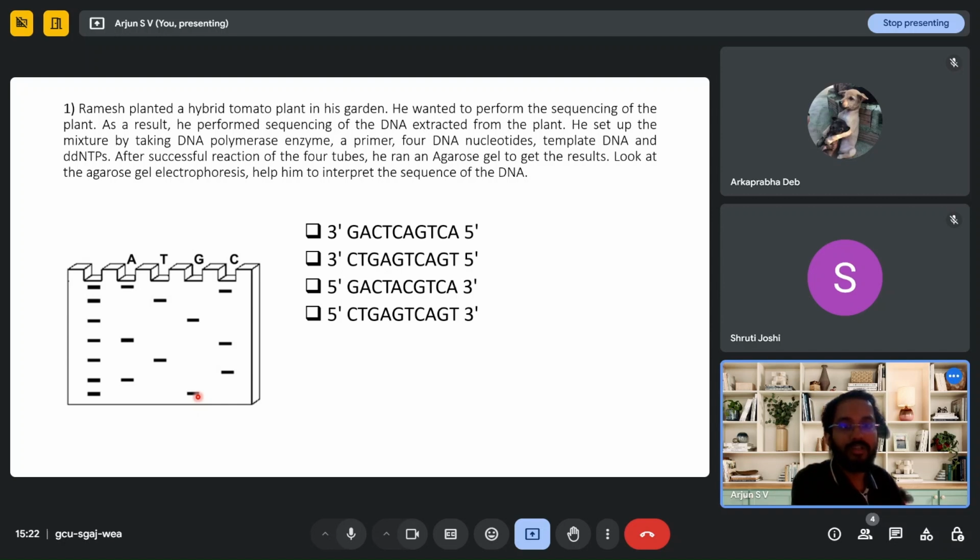And the second point is, whatever band you are getting here, that point in the sequence will actually be the complement of the original sequence that you are searching for. So those are the 2 points that you need to keep in mind while finding answers for something related to Sanger sequencing.